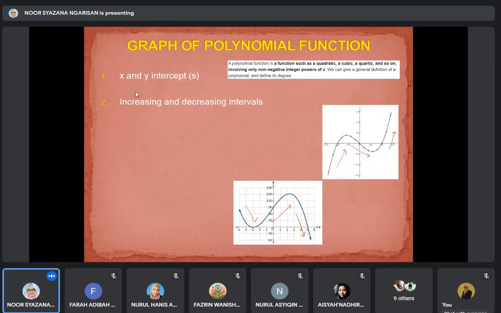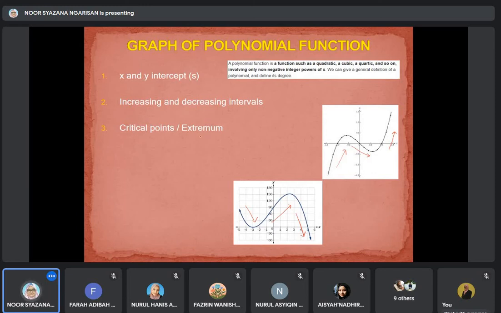Second, increasing and decreasing interval. Ini contoh yang saya kata tadi. Okay, we have two examples of graph of polynomial function here. Macam graph ni, dia mula dia increase. Increase tu dia naik kan? Dia naik. Turun. And then naik. Okay, ini yang kita panggil sebagai increasing and decreasing interval. Kita nak tahu graph tu dia naik dari mana sampai mana, and then dia turun dari mana sampai mana, naik semula dari mana sampai mana. Okay, that is the second info that we need in order for us to be able to sketch the graph of polynomial function.